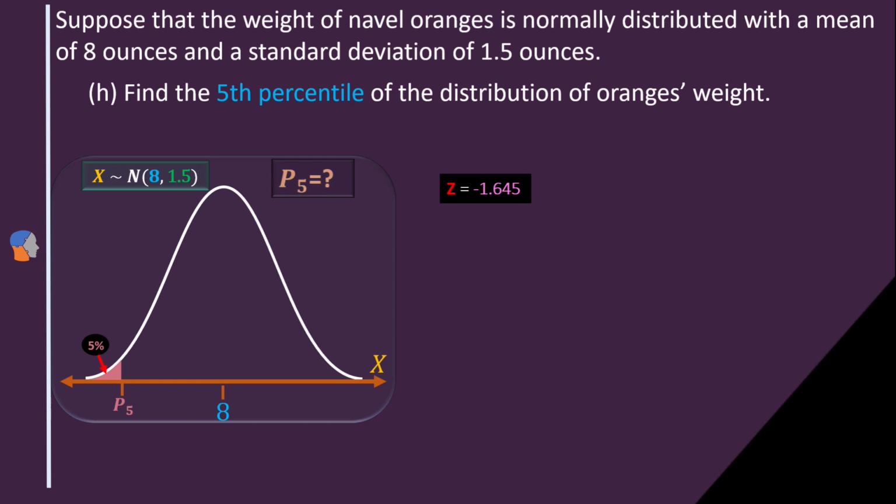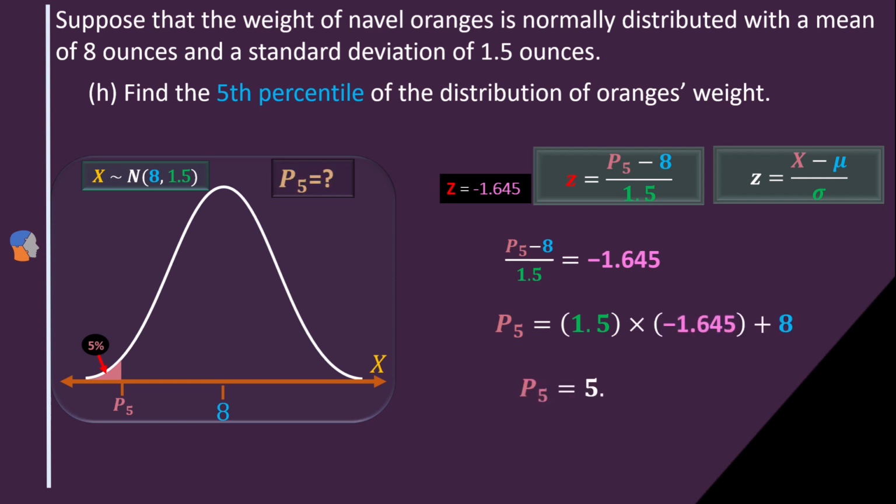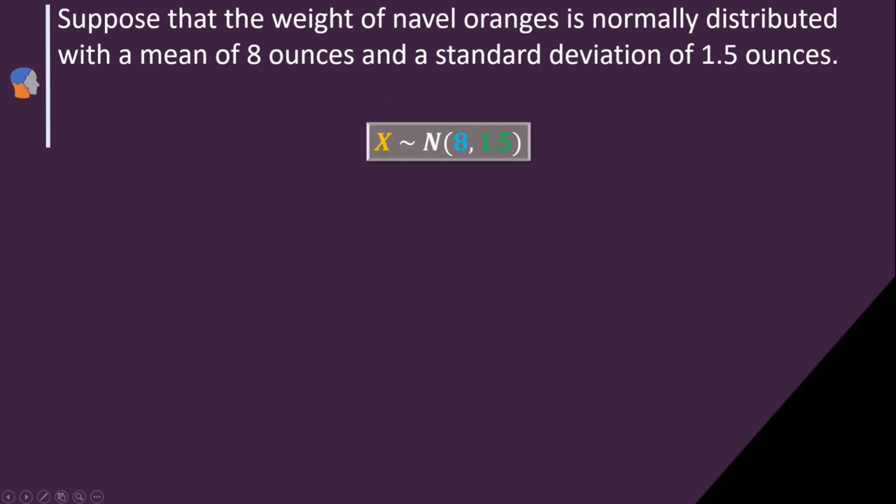Now we need to find the z value using the formula x minus mu over sigma. X is P5, so the z value is this. Now there are two z values, one is from the table and the other one is from the formula. So we can make them equal each other and solve for P5. So that is the 5th percentile of this distribution, that is 5.53.